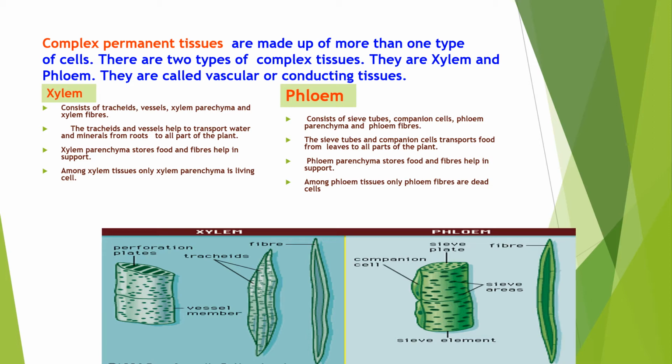Now, transportation by xylem is from the root upwards to different parts of the plant, and transportation by phloem is from the food prepared by the leaves to all directions, to every part of the plant.